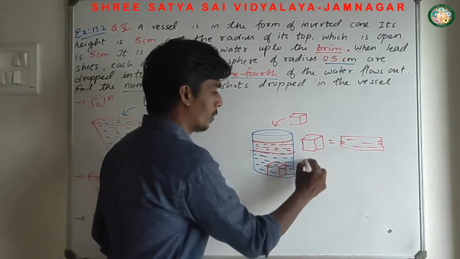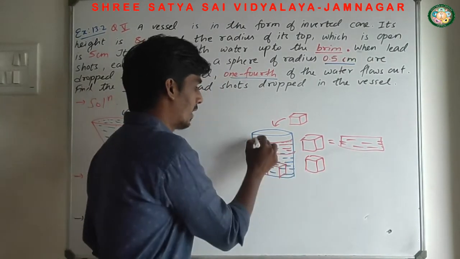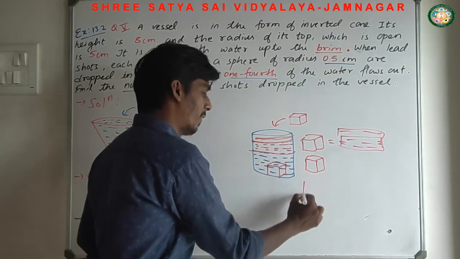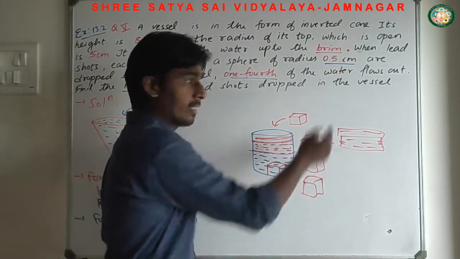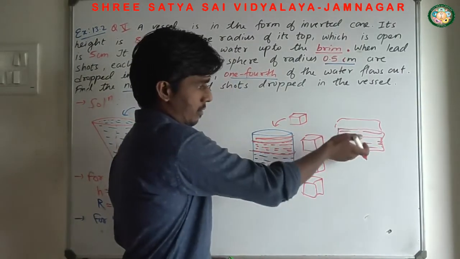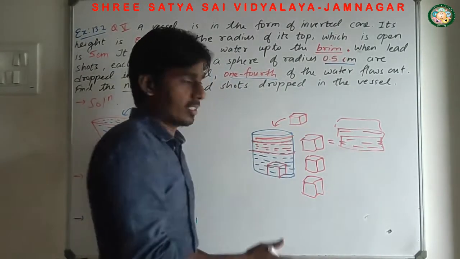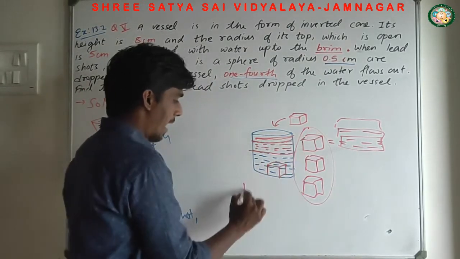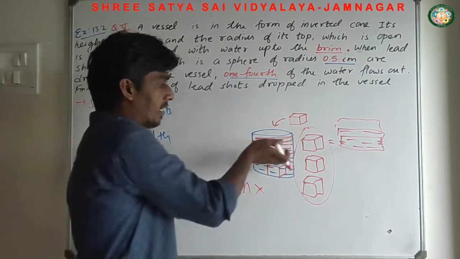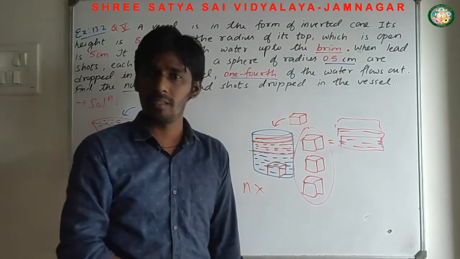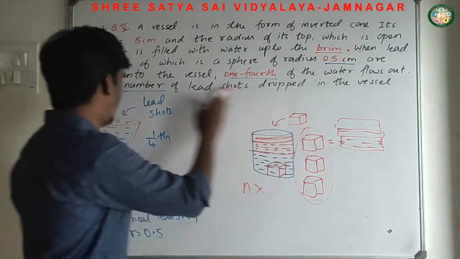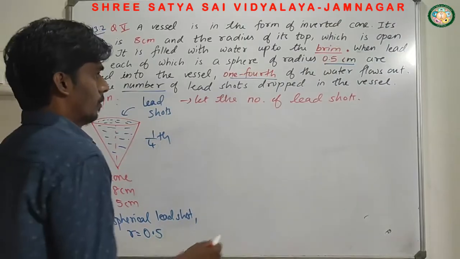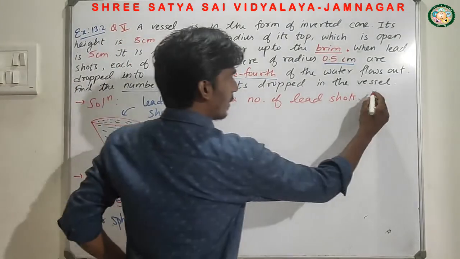Suppose I add one more cube, then the water level rises more, तो पानी का जो लेवल है वो और बढ़ जाएगा. Suppose I add one more, then again the water rises above this surface, बढ़ते जाएगा. So what does it mean? If I am going to add n numbers of cubes, then the water level keeps on increasing. So the same thing we are going to apply here. Here we don't know the number of lead shots. So we will let the number of lead shots be what?